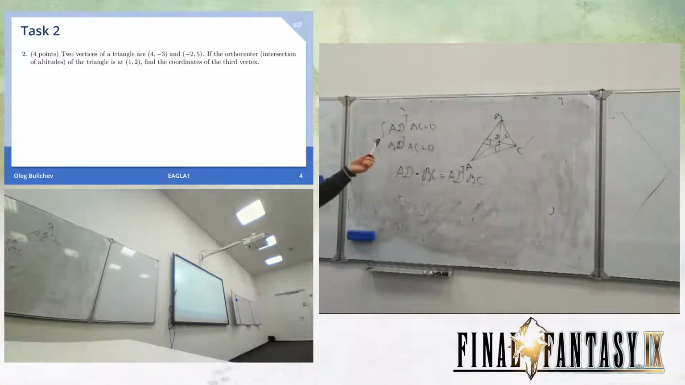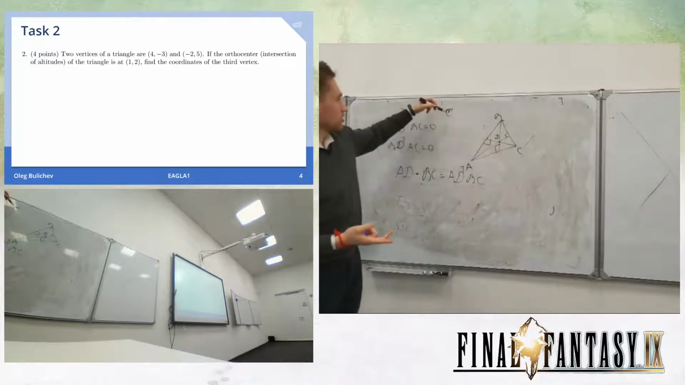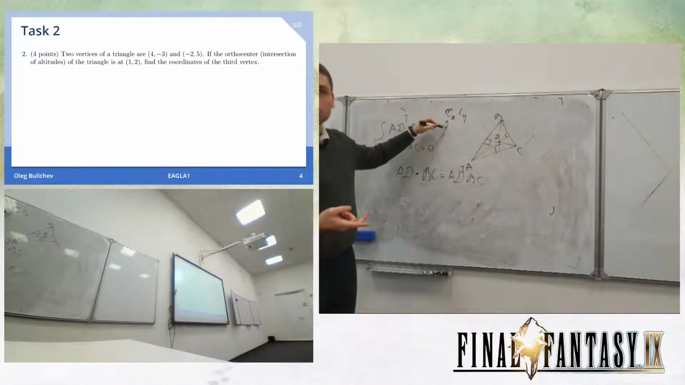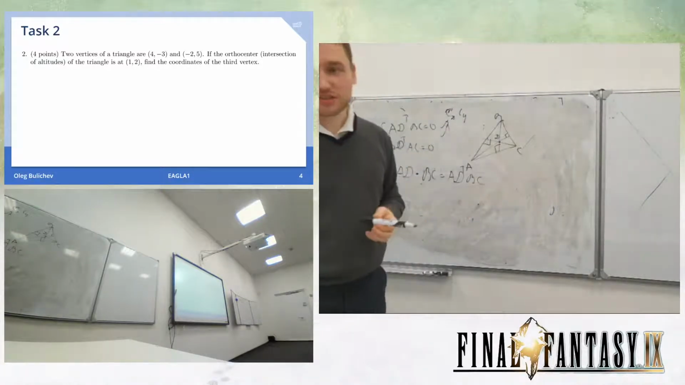Okay. So why does it work like this? We have 2 variables, cx and cy, and we have two equations. And we just solve this task. One minute, one task. Let's go.